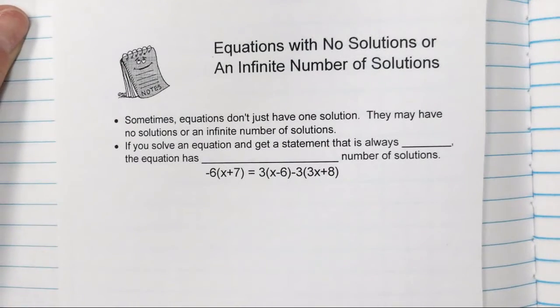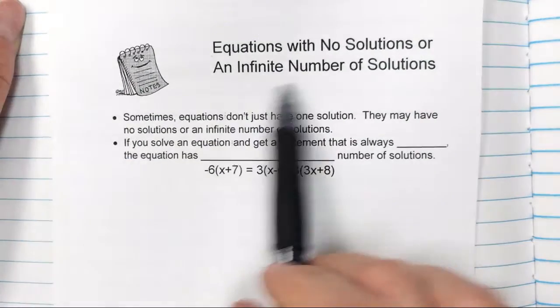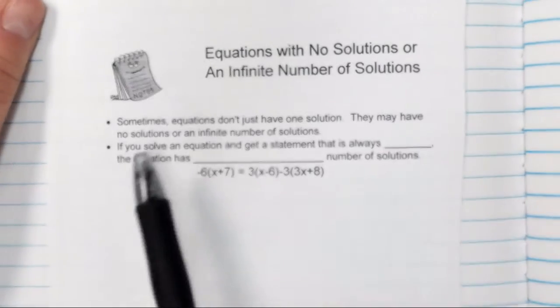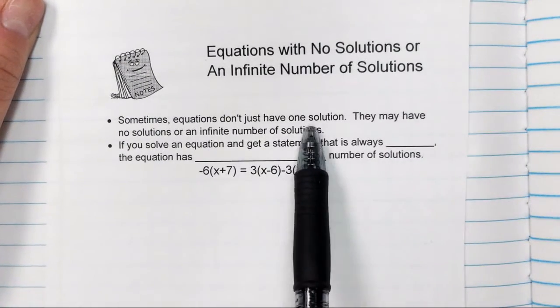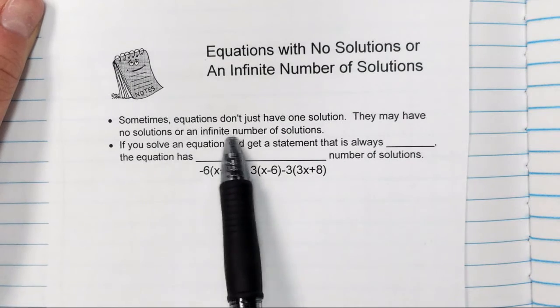Today we're going to talk about equations that have either an infinite number of solutions or no solutions. Sometimes equations don't just have one solution. They may have no solutions or an infinite number of solutions.